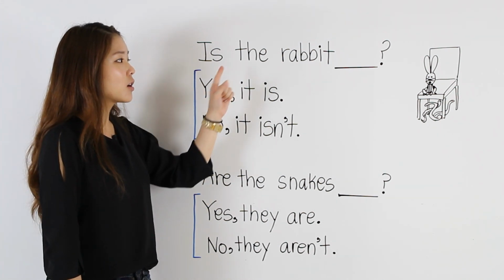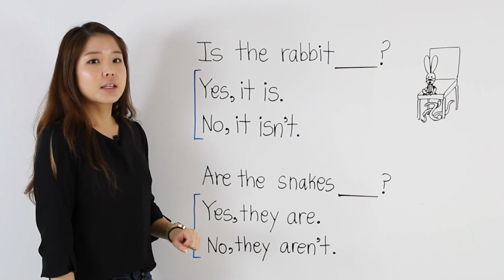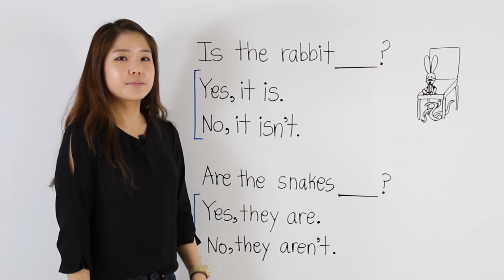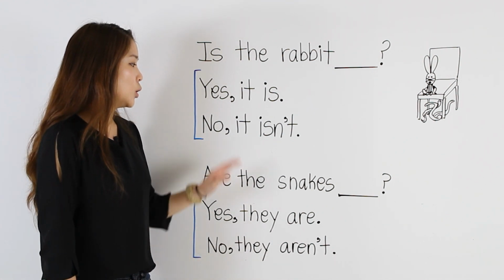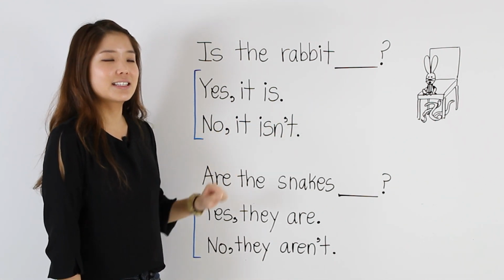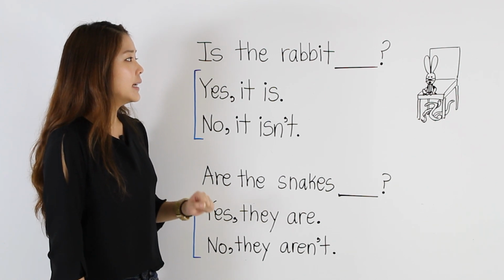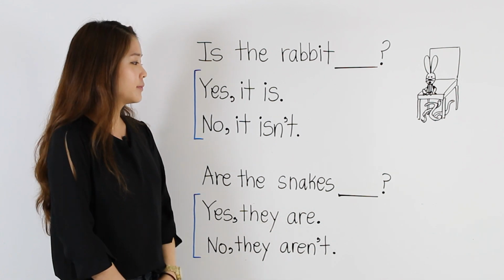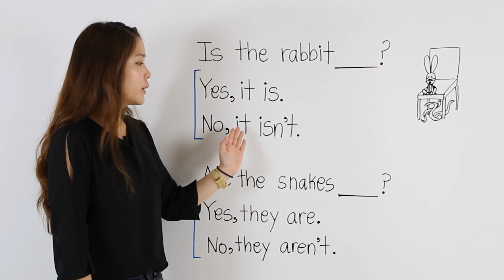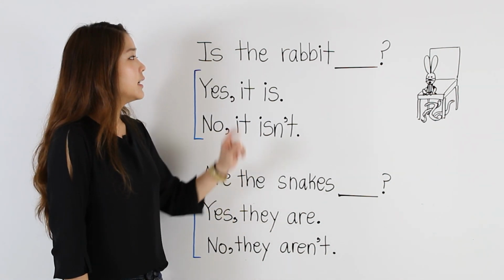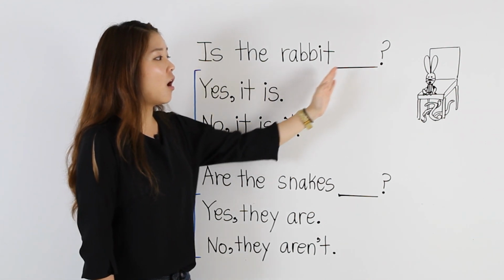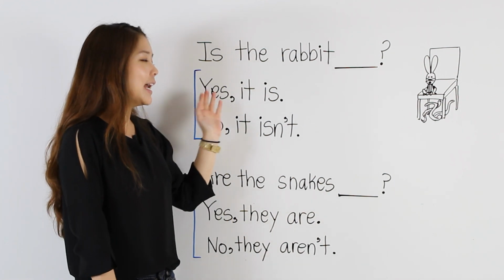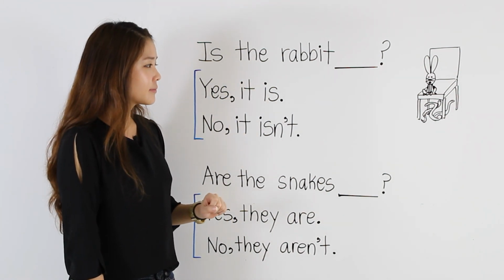Okay, let's start with the rabbit. Is the rabbit under the chair? No, it isn't. Is the rabbit in the chair? No, it isn't. Is the rabbit on the chair? On the chair? Yes, it is.